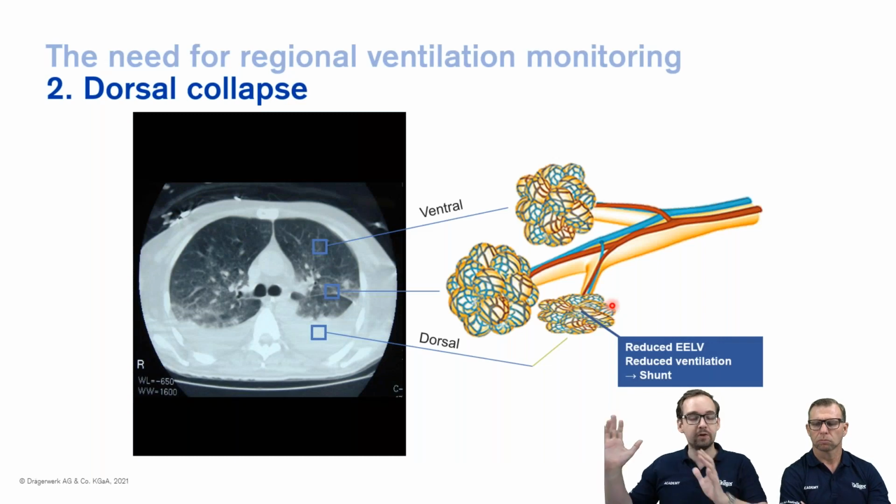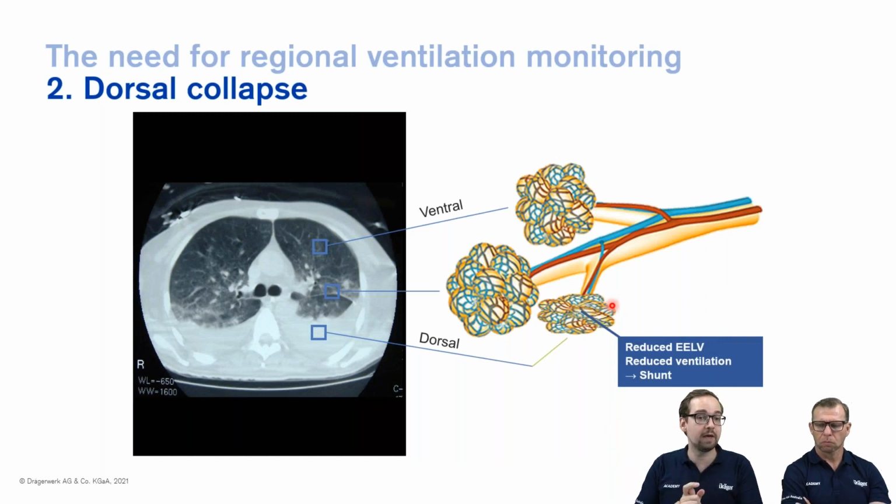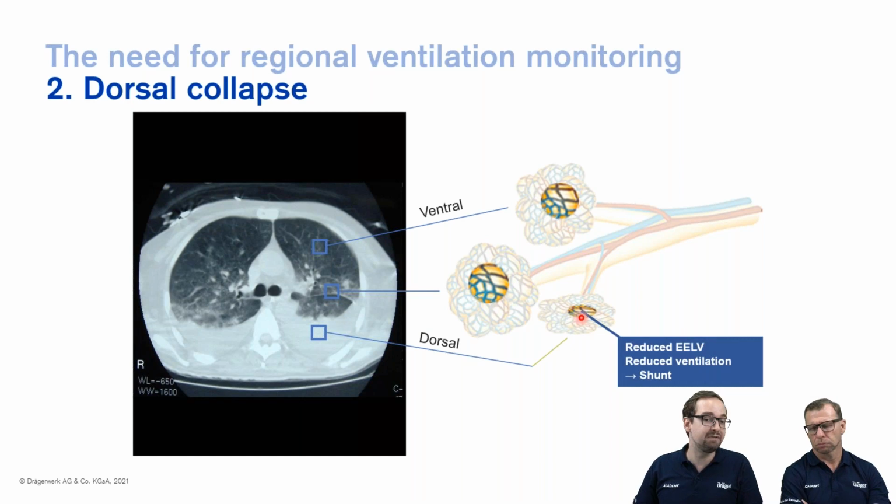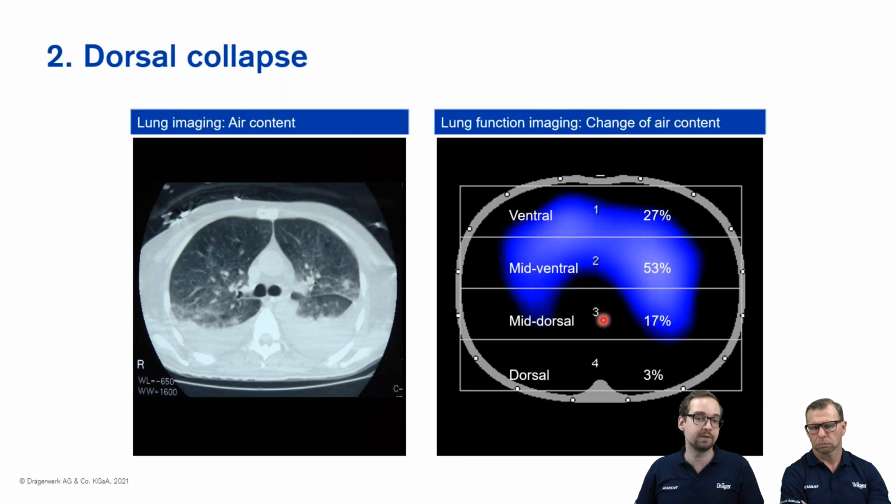So we were now looking at a healthy patient. Now let's have a look at a dorsal collapse. We see this very clearly in the CT scan. Now, what does this mean for our alveolus? Of course, a collapsed alveolus will be deflated. We don't expect to see any tidal volume going into this part of the lung. And this is actually exactly what we can see with electrical impedance tomography.